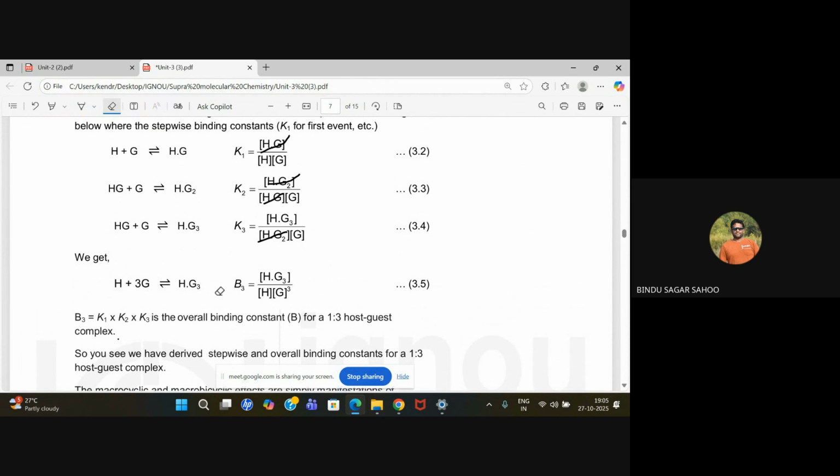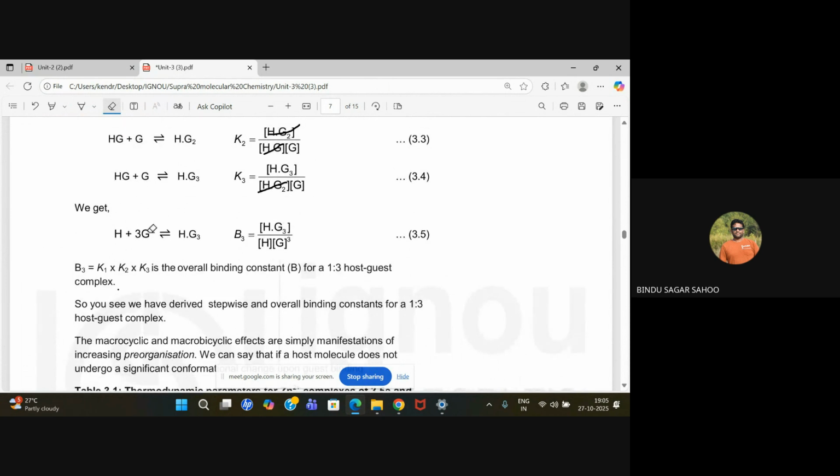So you can remember this expression. If you are taking β3, it will be a multiplication of K1, K2, K3. If you are taking β4, it will obviously be K1, K2, K3, and K4. So always the overall binding constant value will be more than the stepwise formation constant values. You can derive a relationship between stepwise and overall binding constants just like that.